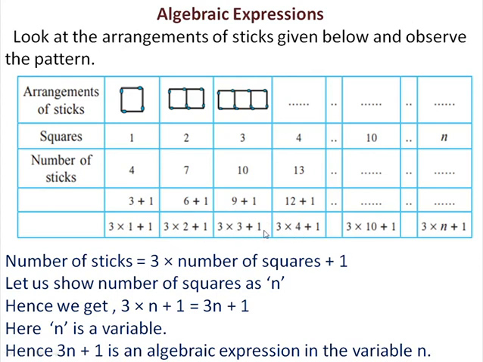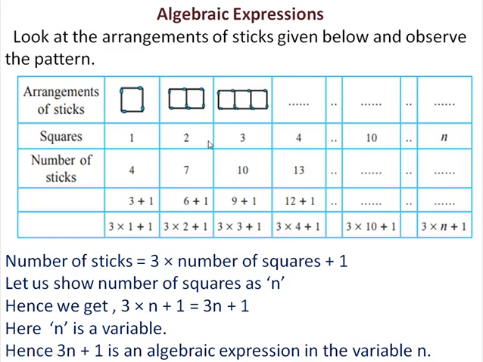Now, if you look at these expressions, here 3 into 1 plus 1. Here 3 and this 1 is common to all the numbers. Now, the only number changing here is 1, 2, 3, 4 and so on. So, what is this 1, 2, 3 and 4? Here this 1 is the number of squares formed here. Here 2 is the number of squares formed here. 3 is again the number of squares formed here. And 4 is again the number of squares formed here.